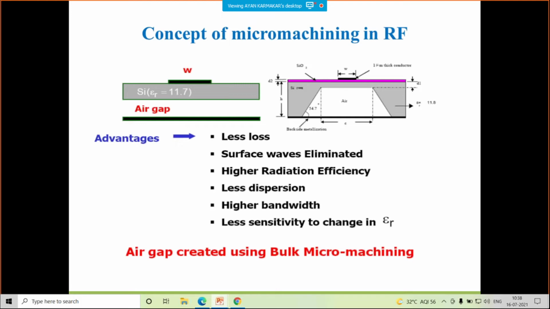Now if you come to micromachining, you will come to know about the losses we have already discussed. Out of those, the main important thing which we can reduce significantly is the dielectric or substrate loss. That dielectric or substrate loss can be minimized significantly with the help of micromachining technology. And for that, you get lots of advantages like less loss, surface waves can be minimized, leaky waves can be minimized, and finally you can get a more efficient circuit and higher bandwidth circuitry out of that.